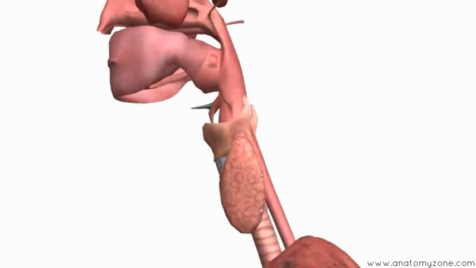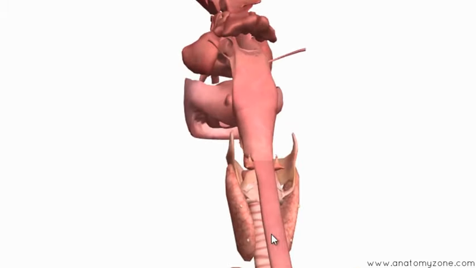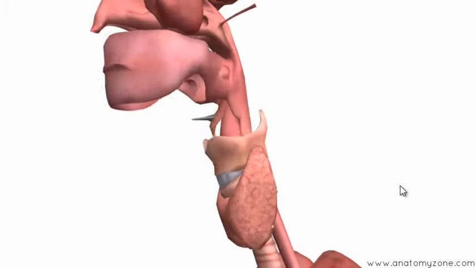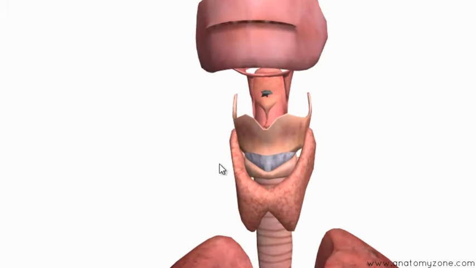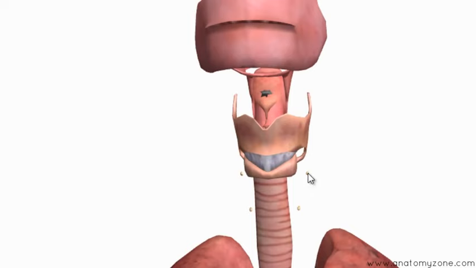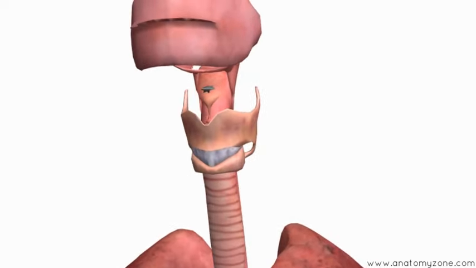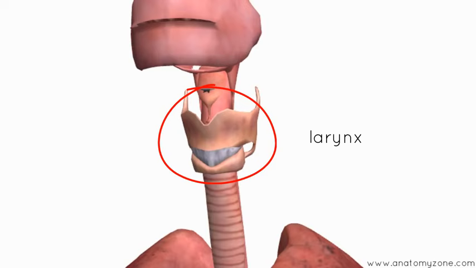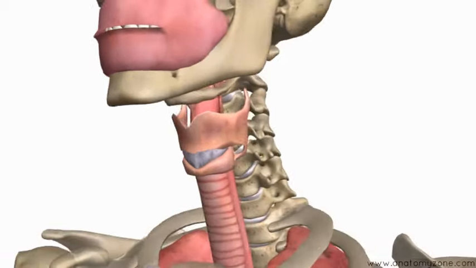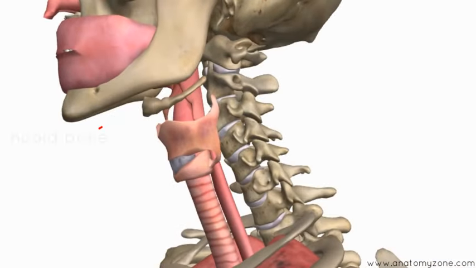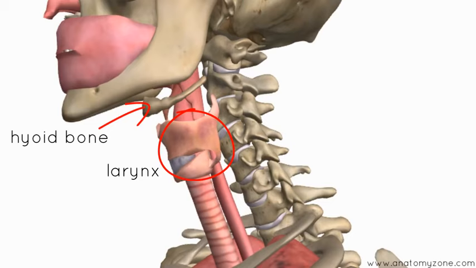If I just rotate around, you can see the esophagus sitting posteriorly, and you can actually see the thyroid here. I'll just remove that and we'll take a look at the larynx. The larynx is this set of structures here, and it's also known as the voice box. It sits just below the hyoid bone. You can see the hyoid bone just here, and you can see this set of structures, which is the larynx.